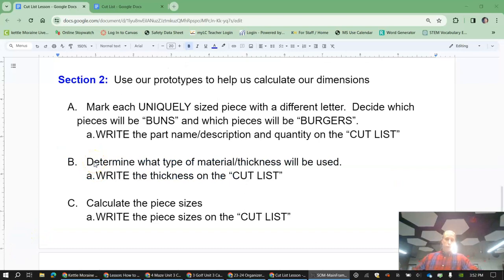Section 2, our second goal. We want to use our prototypes to help us calculate our dimensions. We're going to also learn how to use a cut list. One of the first things you are going to do is take your beautiful prototype and mark it up with letters.